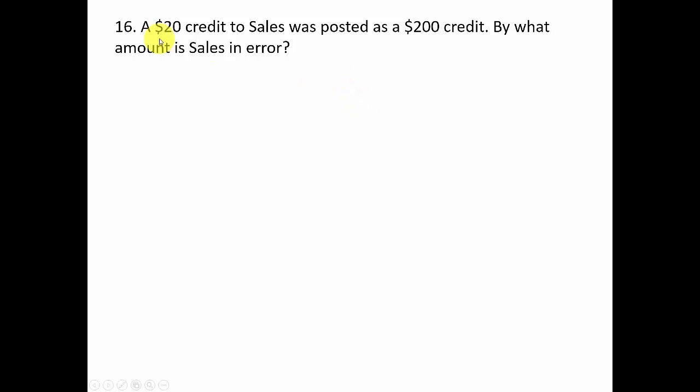Number 16. A $20 credit to sales was posted as a $200 credit. By what amount is sales in error? Well, here's our accounting equation.